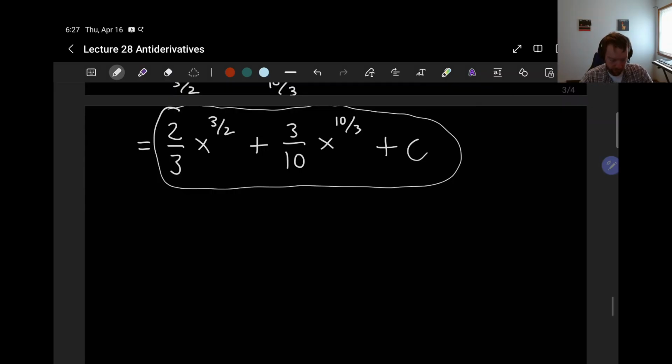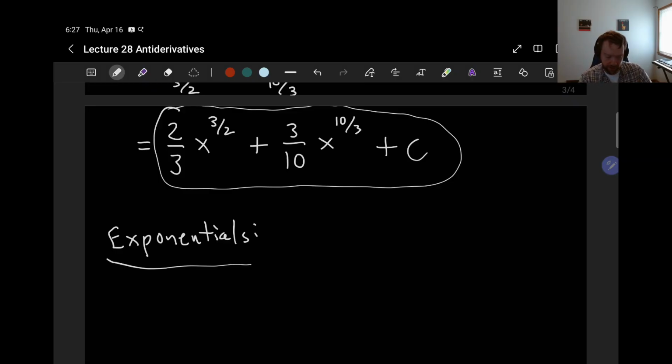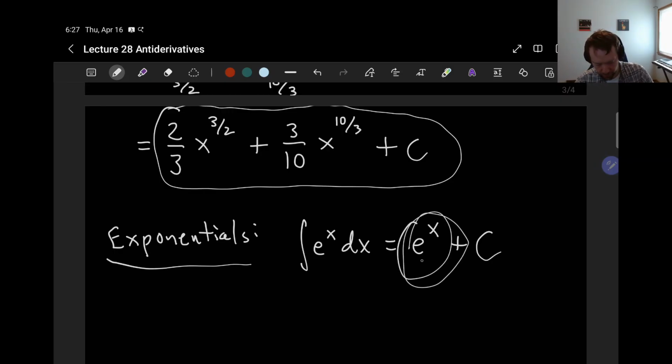Let's discuss a new kind of function, exponentials. And we're just going to focus our energy on the e type, like e to the x. So antiderivatives of e to the x is just e to the x plus c. Because remember, e to the x is its own derivative. So derivative of e to the x plus c here will get me back to just plain old e to the x.